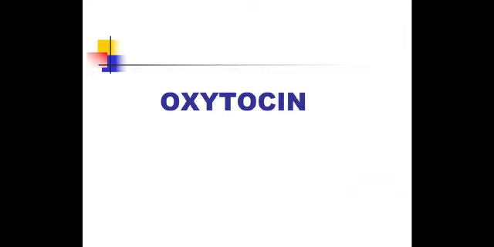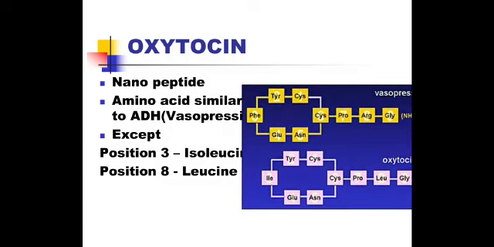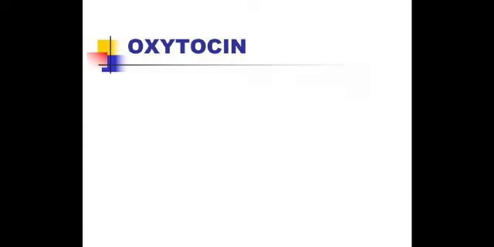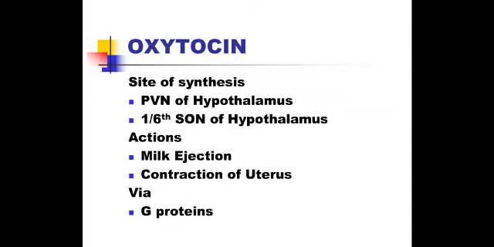Oxytocin, which is the bonding hormone, also called the happy hormone, is a nonapeptide with amino acids similar to ADH, except that leucine and isoleucine are in the third and eighth positions, bound by a disulfide bond. You can see this. The principal site of synthesis of oxytocin is the paraventricular nucleus of the hypothalamus, and to some extent it is also synthesized in the supraoptic nucleus.